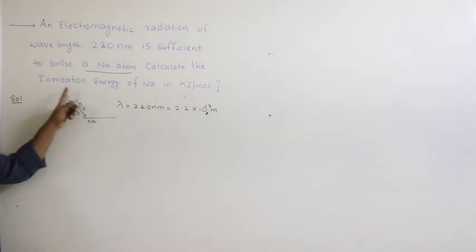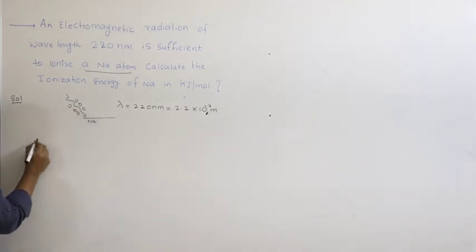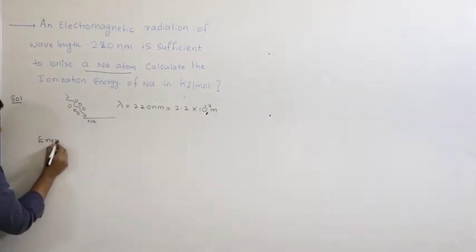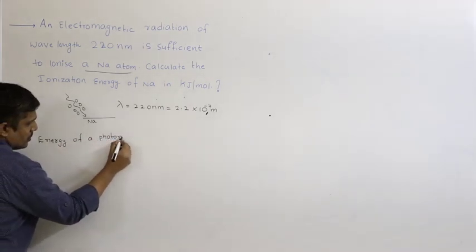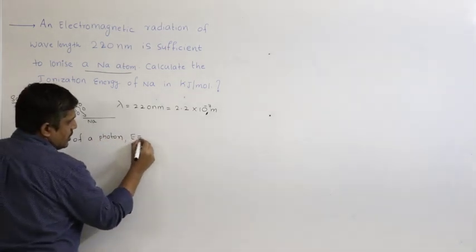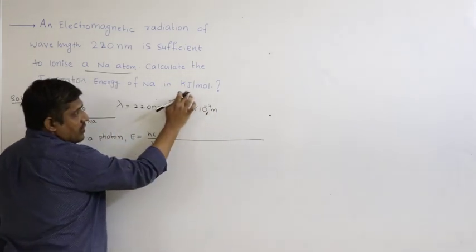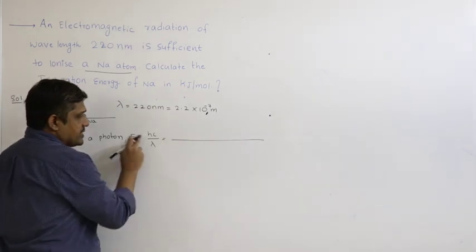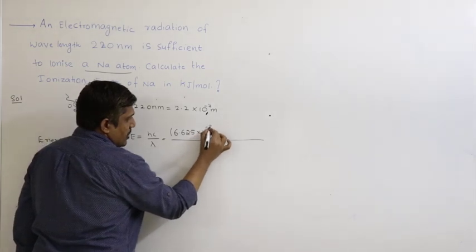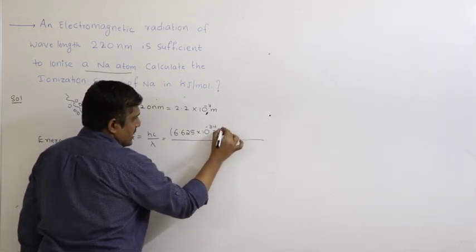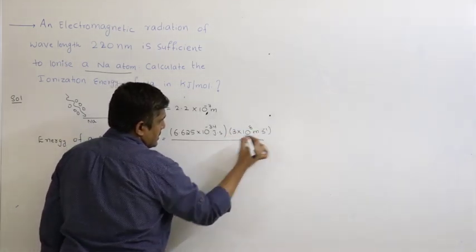So, to find ionization energy, first we have to find the energy associated with one photon. So, let us calculate the energy of a photon. Energy of a photon E equal to hc by lambda. So, in SI units, because the required value is in kilojoules per mole. So, h, Planck's constant, 6.625 into 10 power minus 34 joules second. Velocity of light 3 into 10 power 8 meters second inverse.